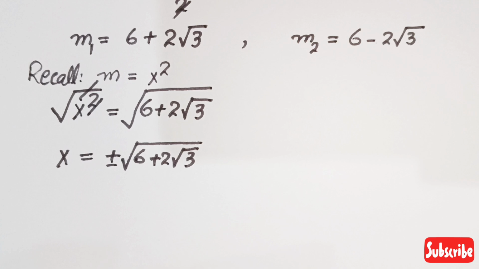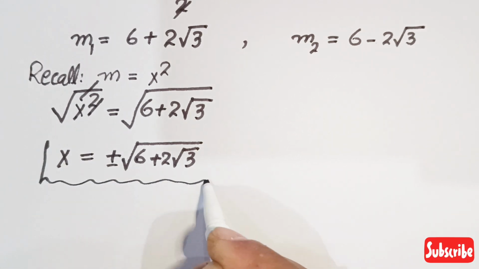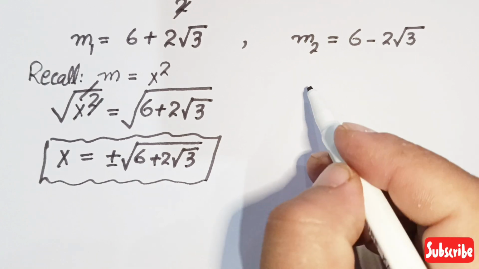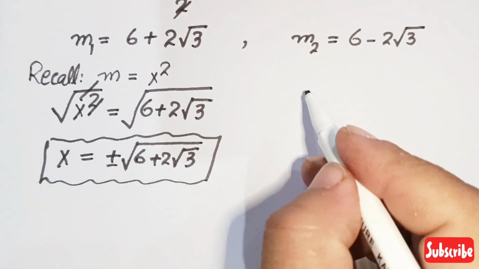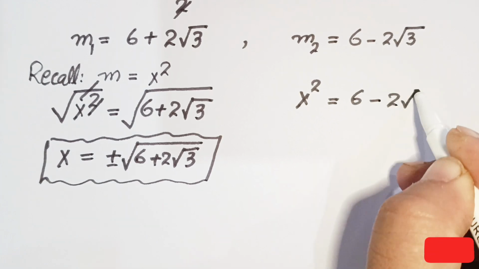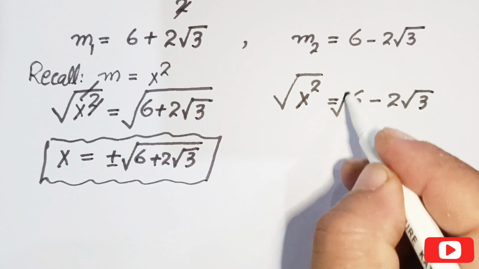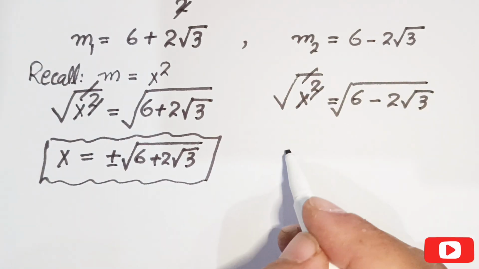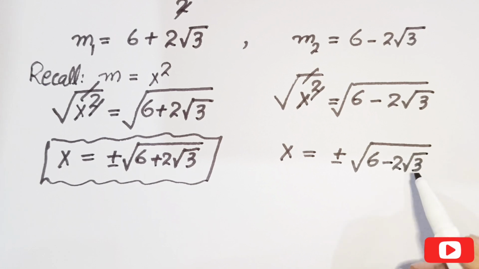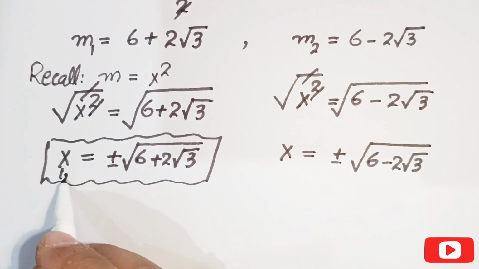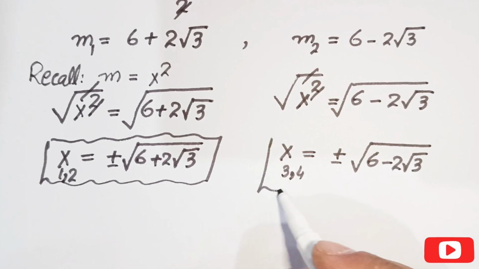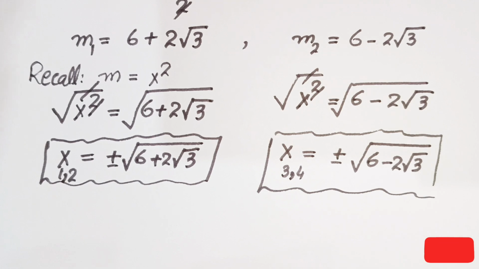So we have here two values of x, plus and minus the square root of 6 plus 2 times the square root of 3. Similarly, recalling m is equal to x squared, here m2 means x squared is equal to 6 minus 2 times the square root of 3. So again taking the square root on both hand sides, cancelling square with square root, we have x is equal to plus minus the square root of 6 minus 2 times the square root of 3. So here we have two values of x here and two values of x here, 3 and 4. So we have just found four values of x.